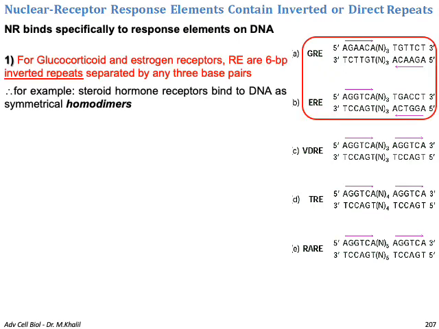So you can see here the first two, which are the response elements of the glucocorticoid and the estrogen receptors, have 6 base pairs of inverted repeats. You can see that the direction of the sequence is the same but inverted, and separated by N3, which is 3 base pairs. For example, the steroid hormone receptors bind to DNA as symmetrical homodimers, so they need 2 identical molecules to bind to that DNA.